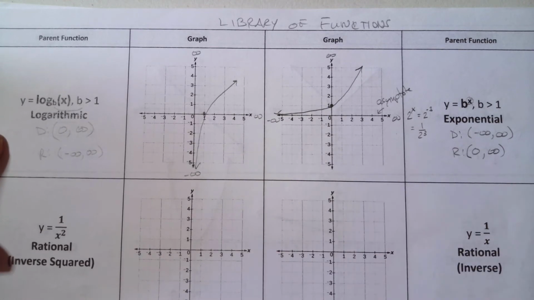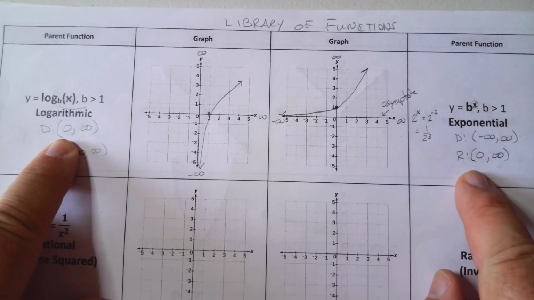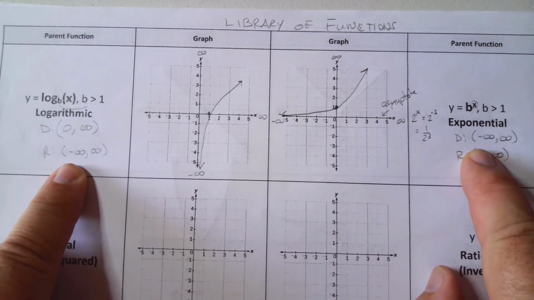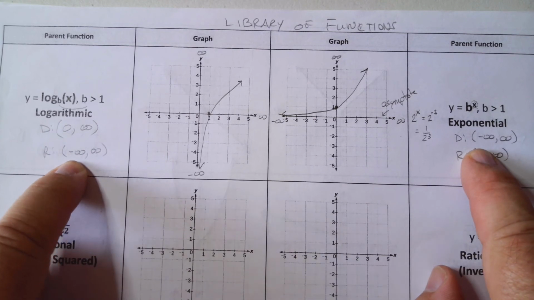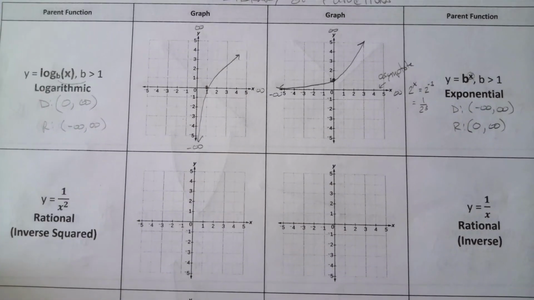These are perfect examples of inverse functions. The domain of this one is the range of this one. The range of this one is the domain of that one. Those are what we call inverse functions. That'll come next chapter.